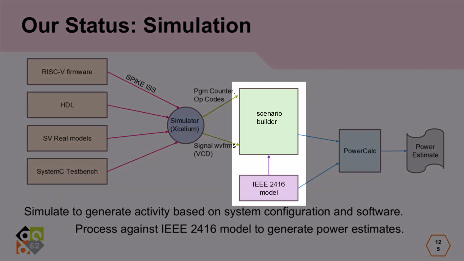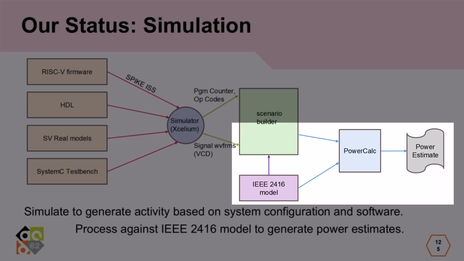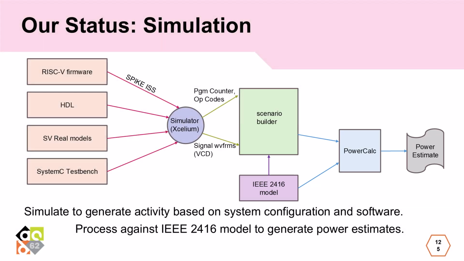Those get pre-processed using the 2416 models to produce a scenario file, which is what PowerCalc uses for system-level power modeling. And then PowerCalc uses that scenario file in conjunction with the IEEE 2416 models that have the actual power information in them to produce power estimates, including the graphs that we will look at.